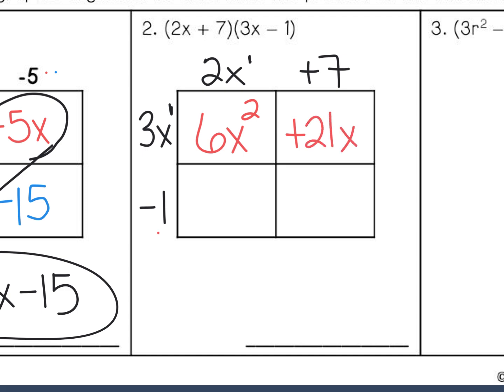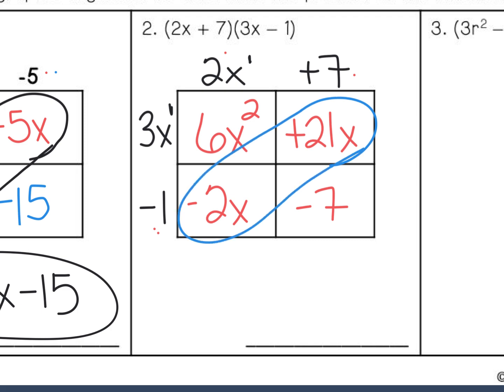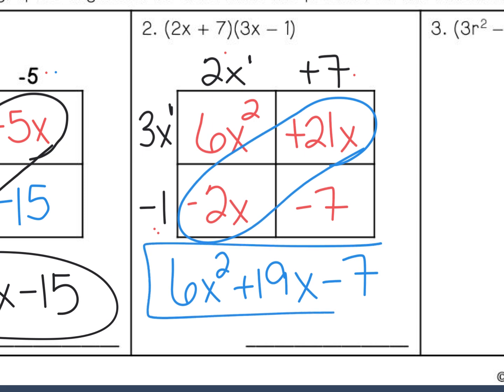21x, and then when you do negative, be careful with those signs, negative 2x and negative 7. So when you collect your like terms again, most of the time, if you're doing the box, it's going to be diagonal. 21 minus 2 is 19. Don't forget your letter. Signs, I cannot even stress to you enough, and I've said it all year, are major, major, major. Okay, so be very careful.